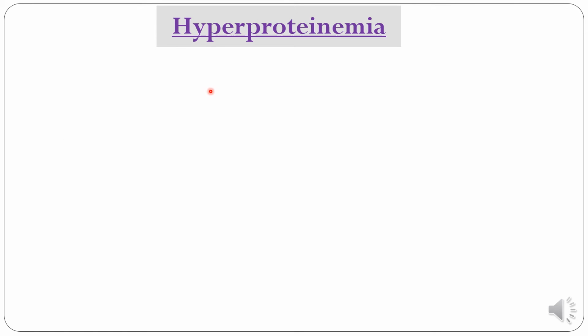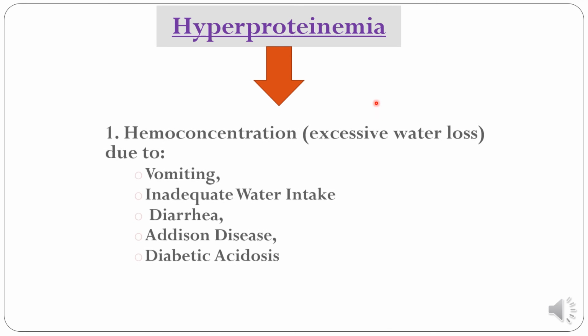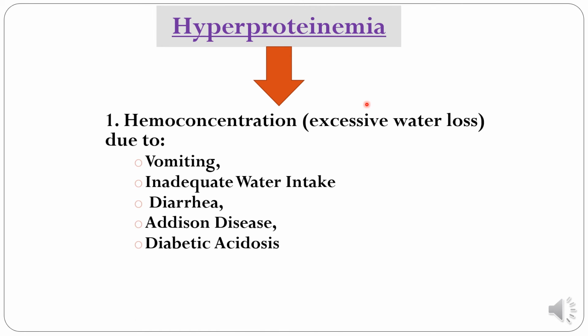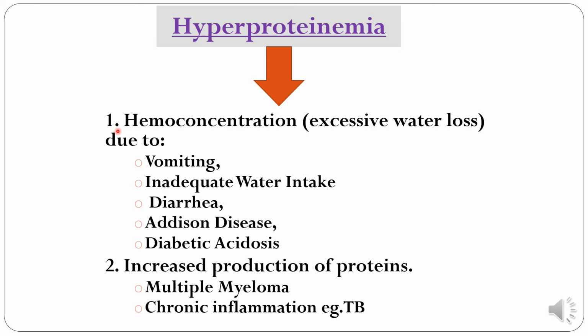Now let us discuss hyperproteinemia. Though we have not done any sample here of a patient having high values of protein, which are very rare to find, still we must know the causes. So let us see. The causes are again divided into two chief categories, that is hemoconcentration and increased production of proteins. Hemoconcentration is generally due to excessive water loss.